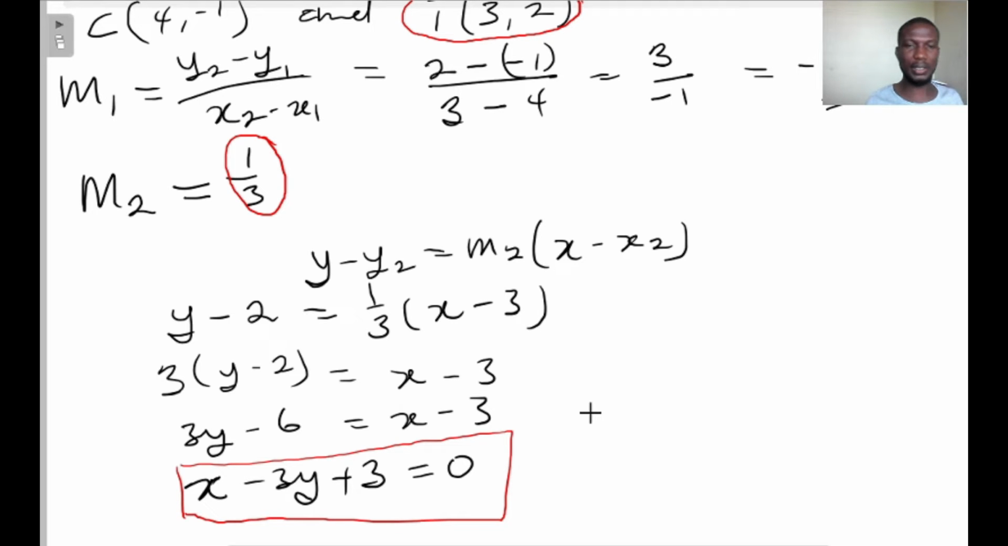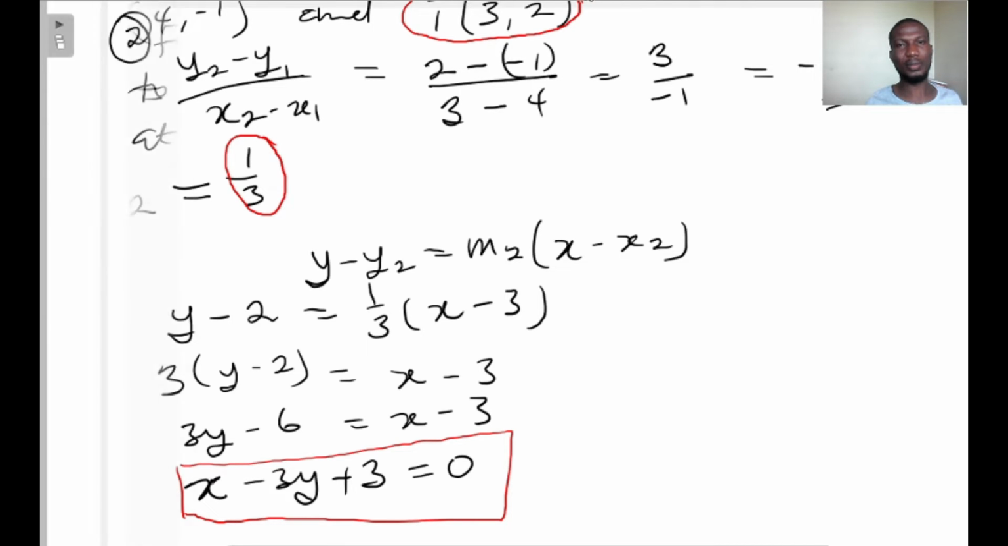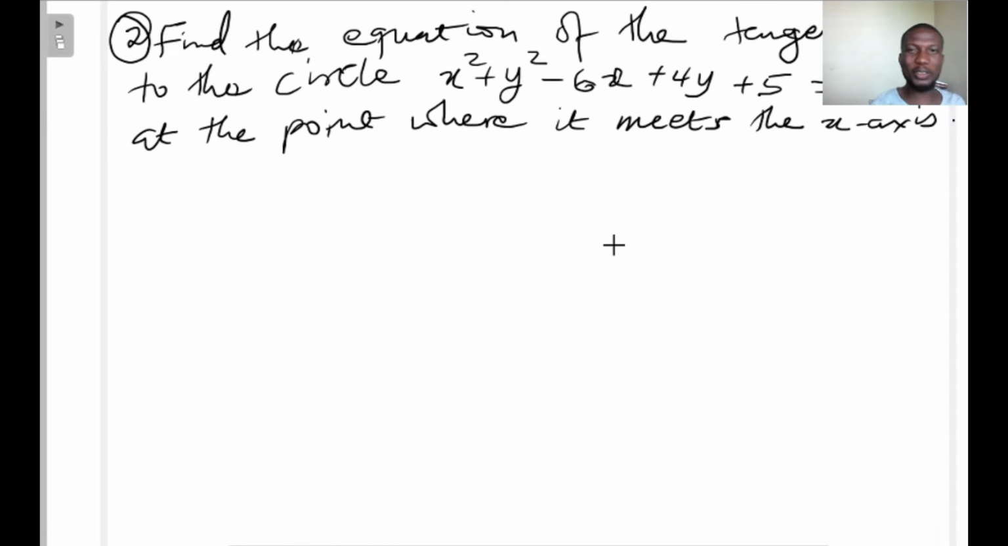We take another example, and with this example I expect you to pause the video and work it out for yourself. After that, we compare our answers. The second example is: find the equation of the tangent to the circle x squared plus y squared minus 6x plus 4y plus 5 equals 0 at the point where it meets the x-axis.